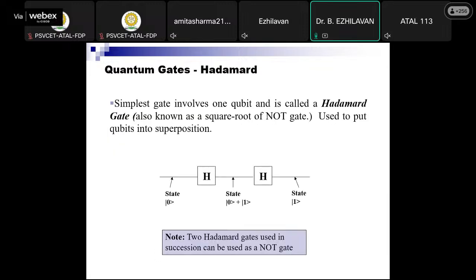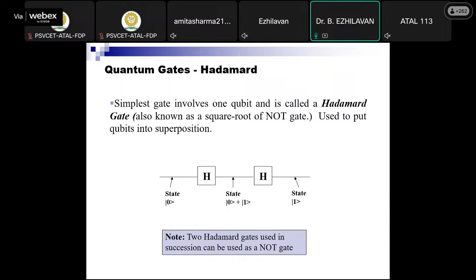See here, these are the simple quantum gates. Hadamard. The simplest gate involves one qubit and is called a Hadamard gate, which is also known as the square root of NOT gate, used to put qubits into superposition. See here, the Hadamard gate, represented as H. One state is 0 and another state is 1, and in between is the 0 ket plus 1 ket state.